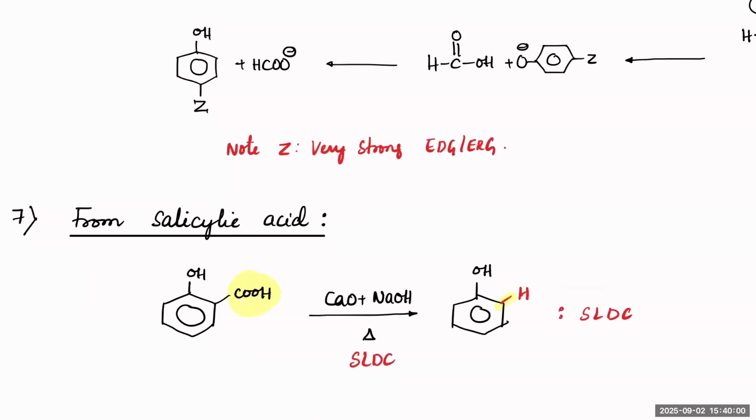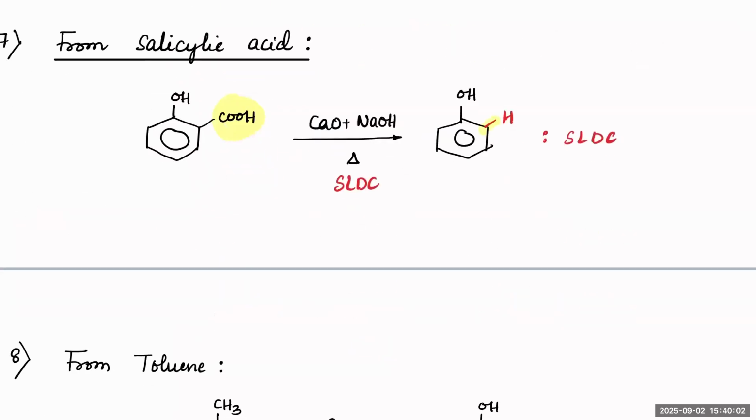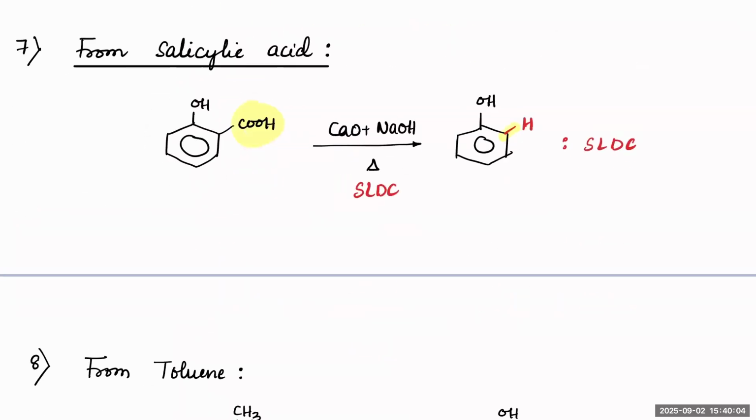Sure. See, the next preparation reaction is from salicylic acid. Salicylic acid will have COOH. You can remove COOH by simply using soda lime decarboxylation, isn't it? So you do that, remove carbon dioxide, and you will get H. Now let me remind you, this is also a COOH which is a functional group, and you're removing that and putting hydrogen. So this is also an ipso substitution.